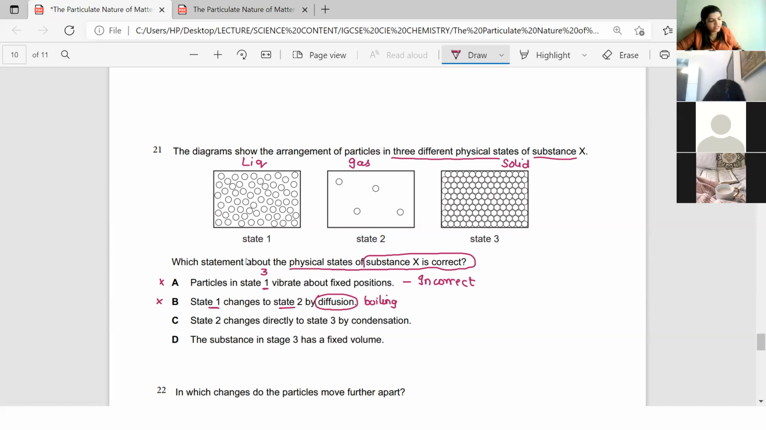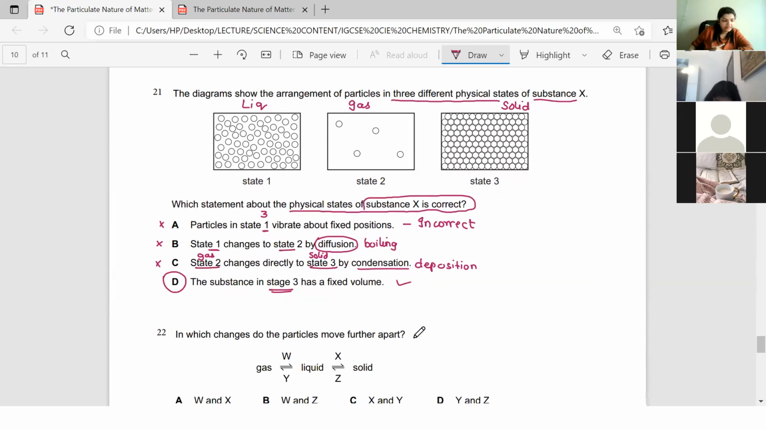State 2 changes directly to state 3 by condensation. State 2, which is gas, to state 3, which is solid. Gas to solid, is it by condensation? No. So then it is by what? Deposition. Yes, very good. So even this is incorrect. The substance in state 3 has a fixed volume. Is this statement correct? Yes, solid has fixed volume. So answer is D.